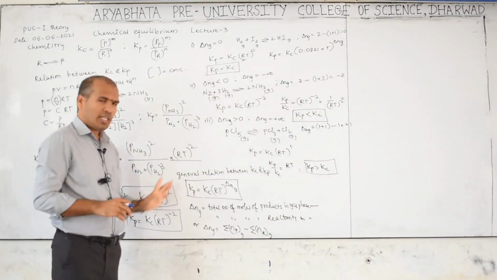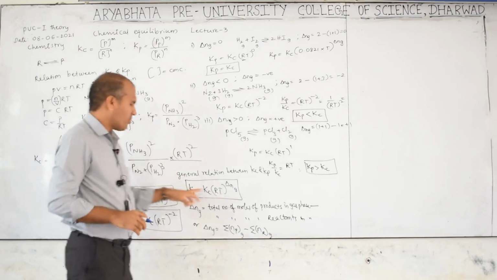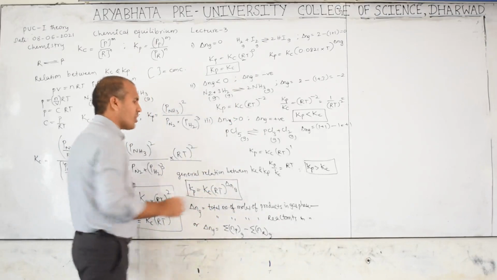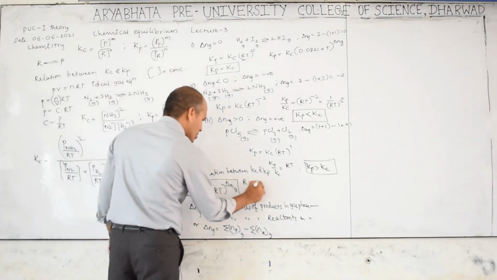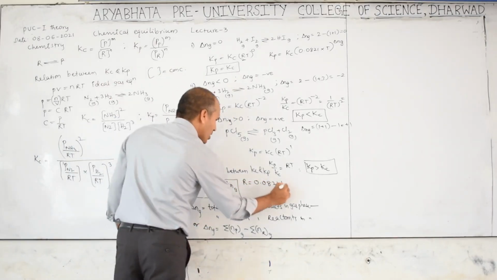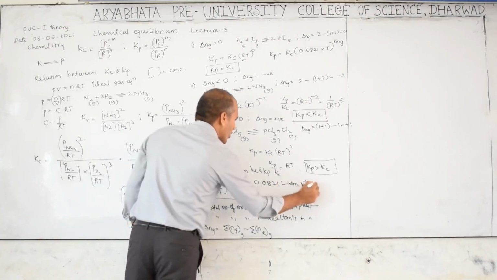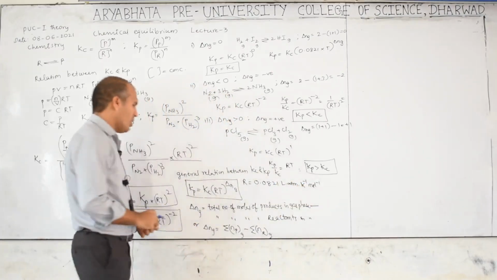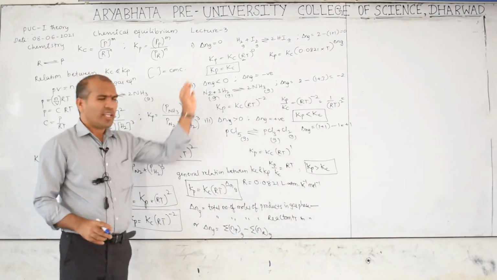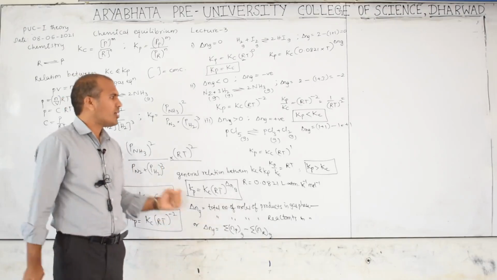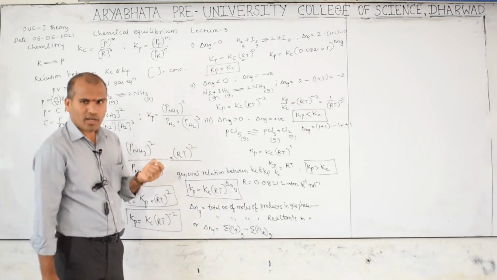Based on this equation, keep in mind the R value generally used is the liter-atmosphere value, because R in liter atmosphere is 0.0821 liter atmosphere Kelvin inverse mole inverse. Next, I have given one example. For any example given to you, you have to answer whether the relation is greater or lower.